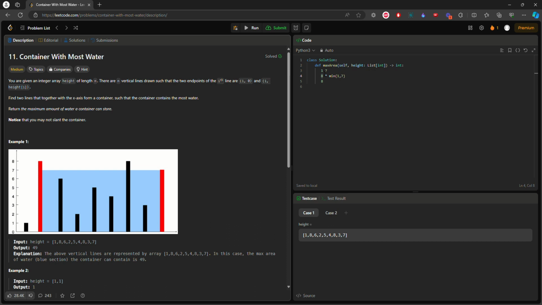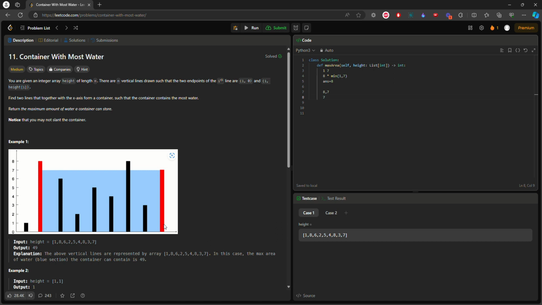Again, we already have the value 8 stored in the answer, and now the two pointers point to heights 8 and 7. And the distance between the indexes is how much? 1, 2, 3, 4, 5, 6, 7.